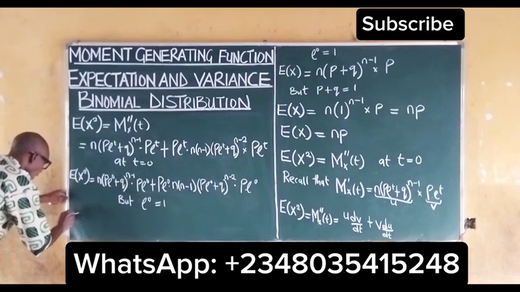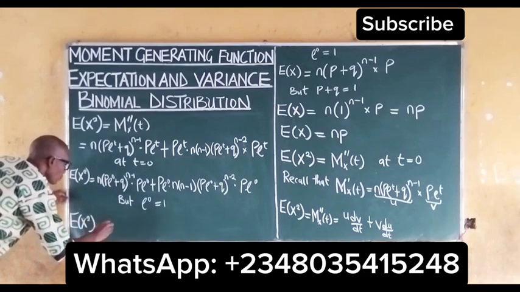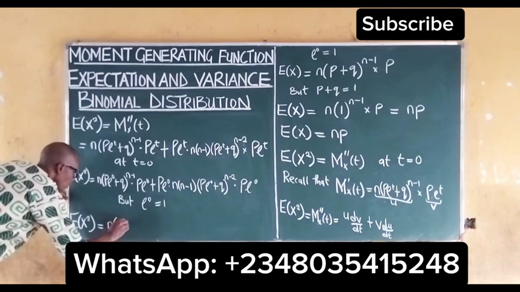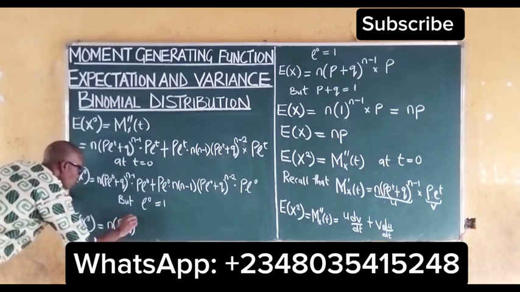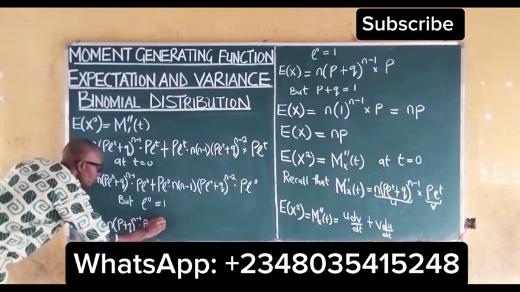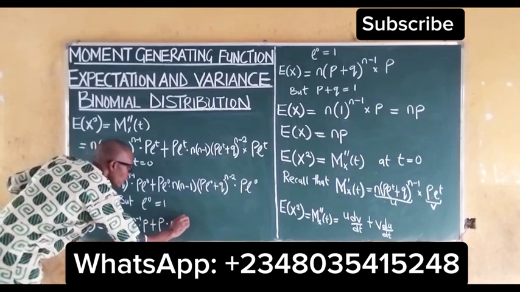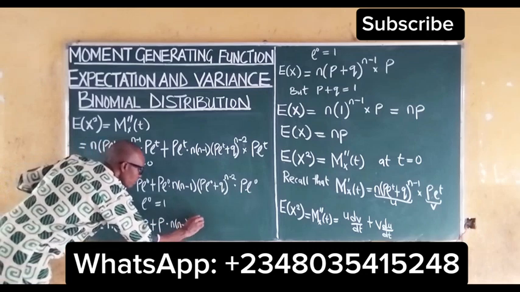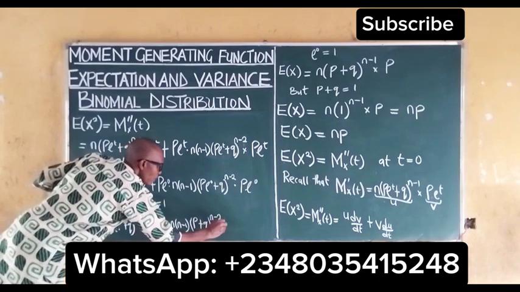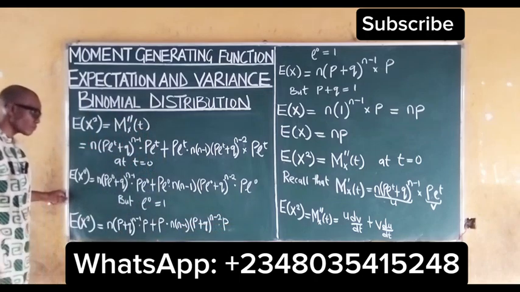So we have our expected value of x squared to be equal to n into p plus q raised to the power of n minus 1 multiplied by p, plus p multiplied by n into n minus 1 into p plus q raised to n minus 2 multiplied by p. So this is what we get.